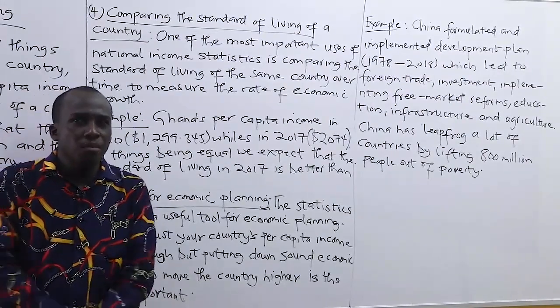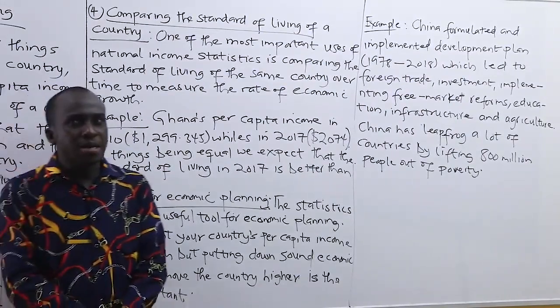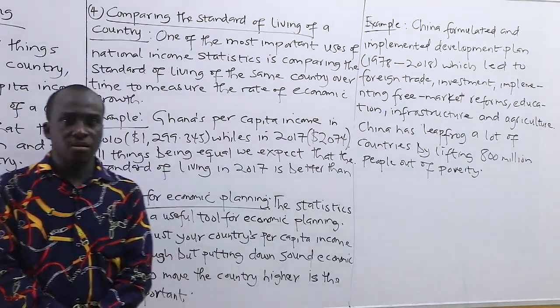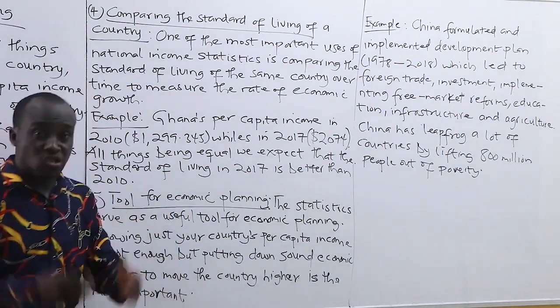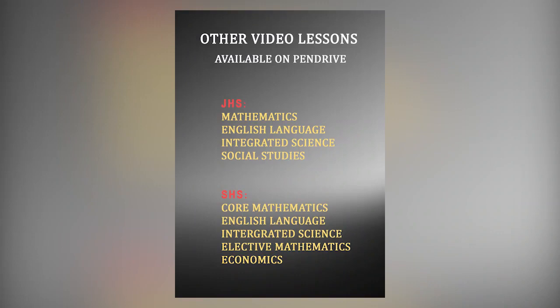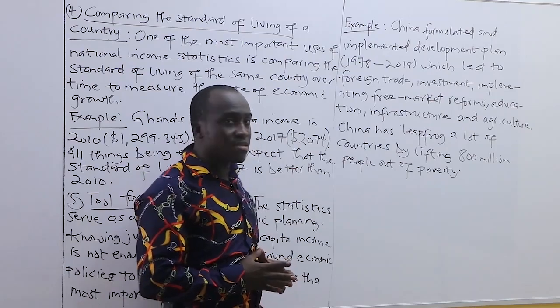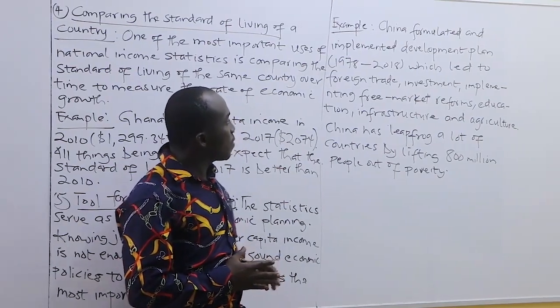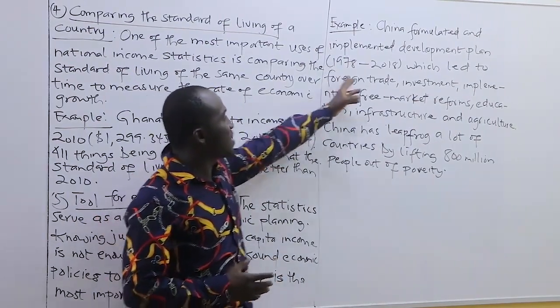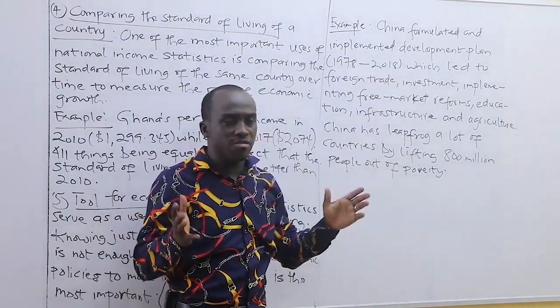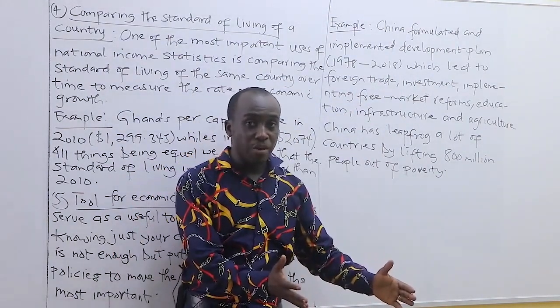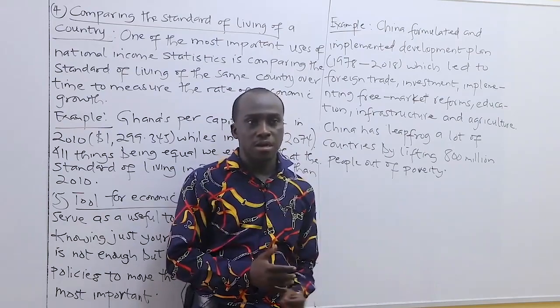Maybe it's 2,000 today, maybe we don't like it. We want to move it to maybe 10,000, 20,000 in the next 10 years. So that gives you an idea. What do you do? You sit down and formulate policies. China, for instance, in 1978, formulated and implemented a development plan from 1978 to 2018. It was a 40-year development plan: this is our economy, we don't like it, we want to move on and be like the Americans.